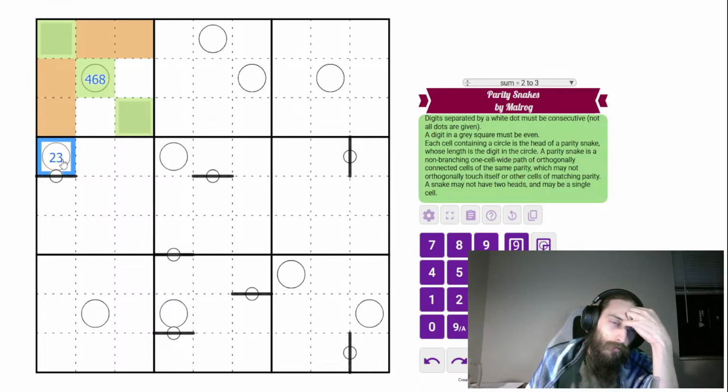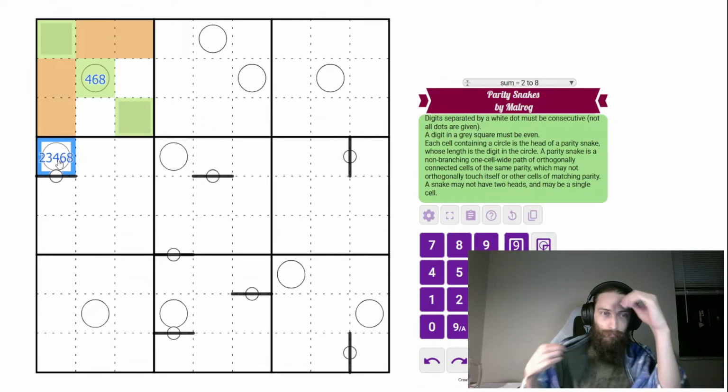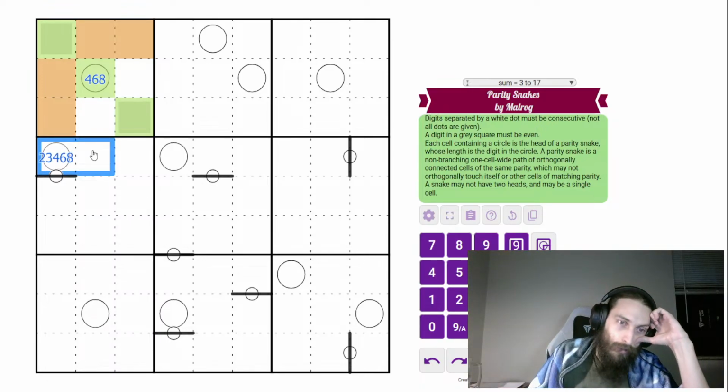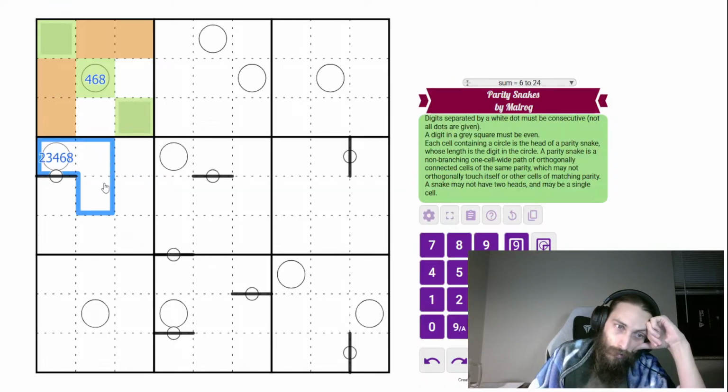So if I make this even, 4, 6, 8, it would go here, because it would have to extend. I couldn't go here, so if it was longer than 2, it would have to go down.